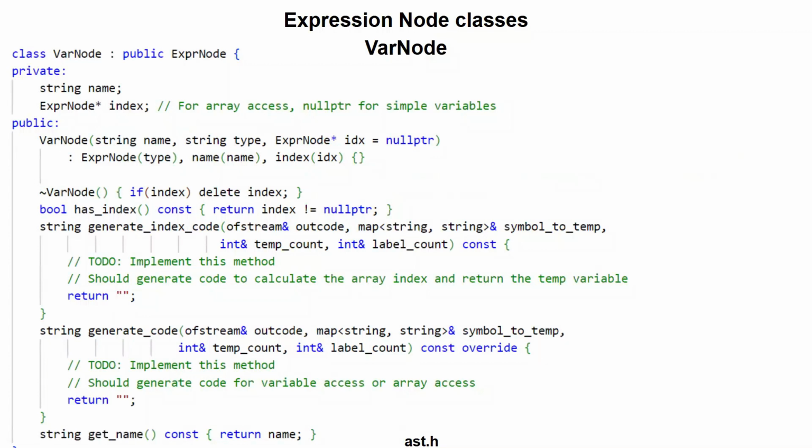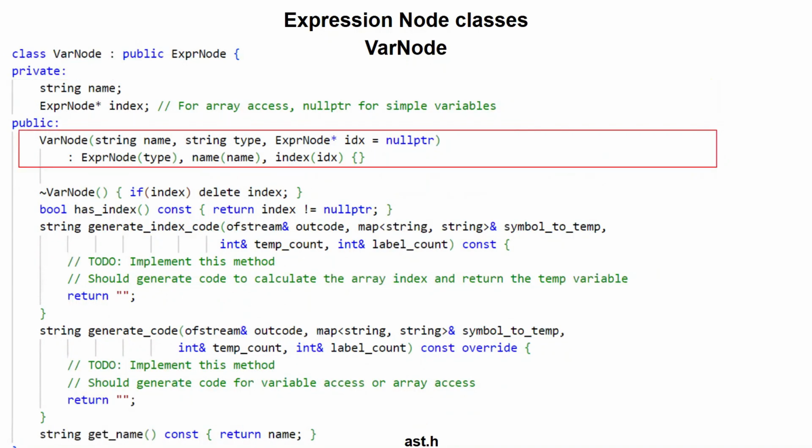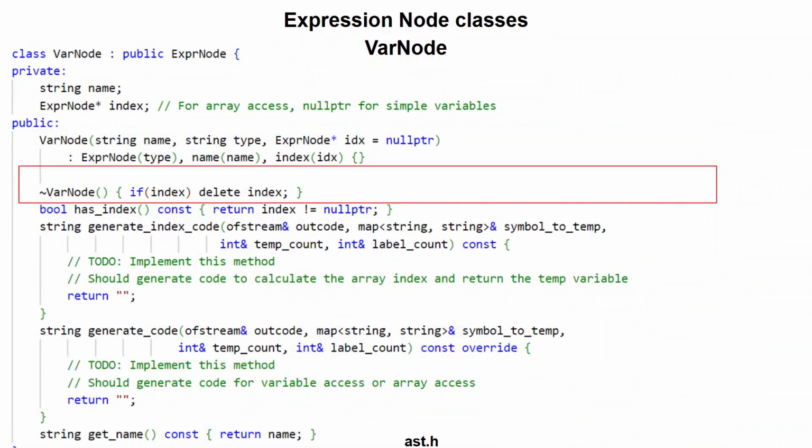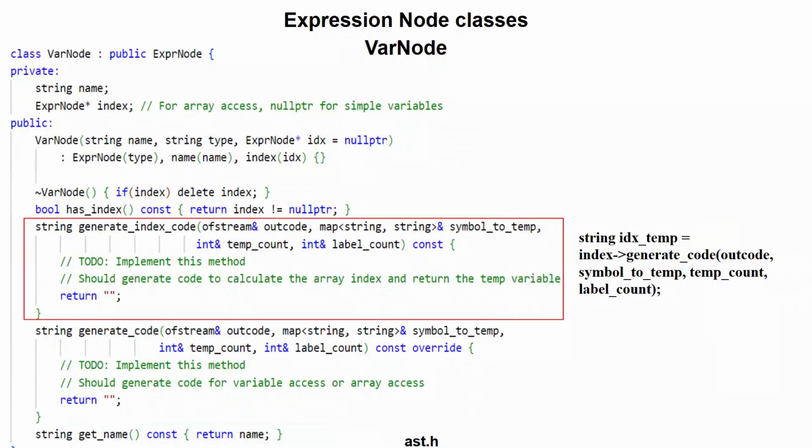for variable load and array index computation. Here you have a variable name, whose data type is string, and a pointer index, both of which have private access modifiers. Then you can see the constructor of this class. Then we have the destructor, which deletes the memory to avoid a memory leak. Next, we have two utility methods. HasIndex method returns true if index reference is not empty, and getName method returns the name of the variable.